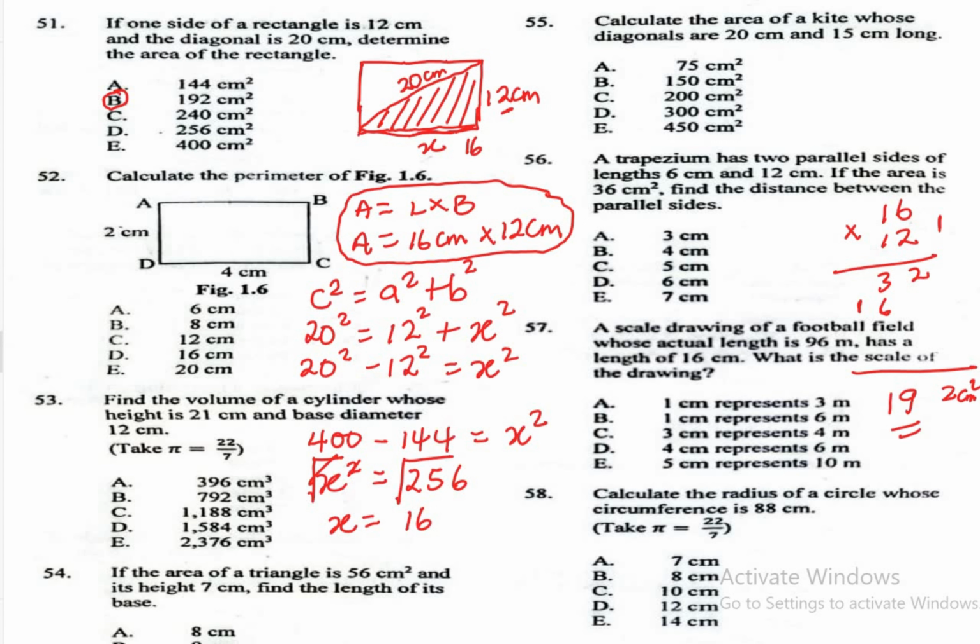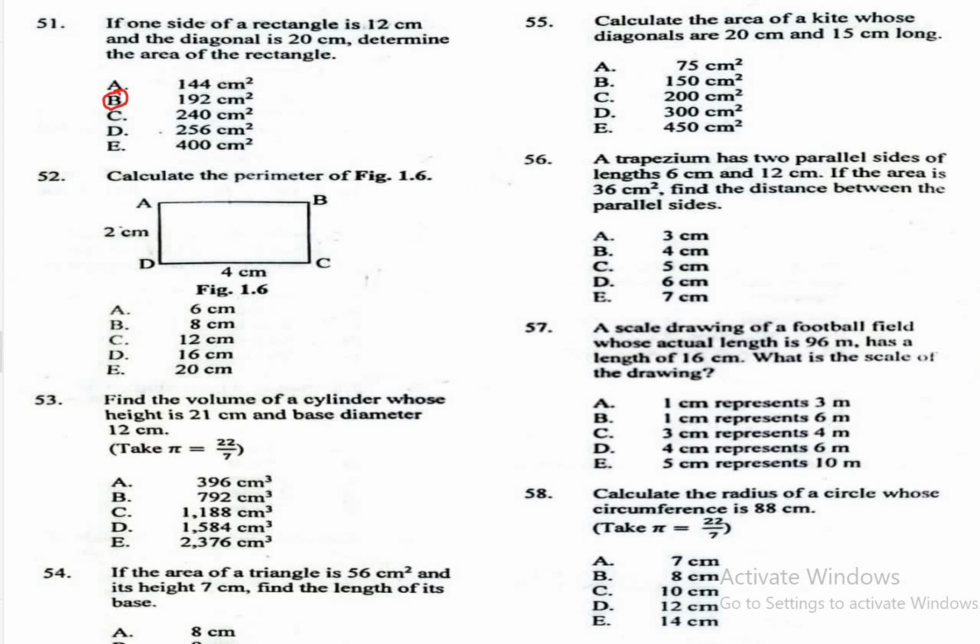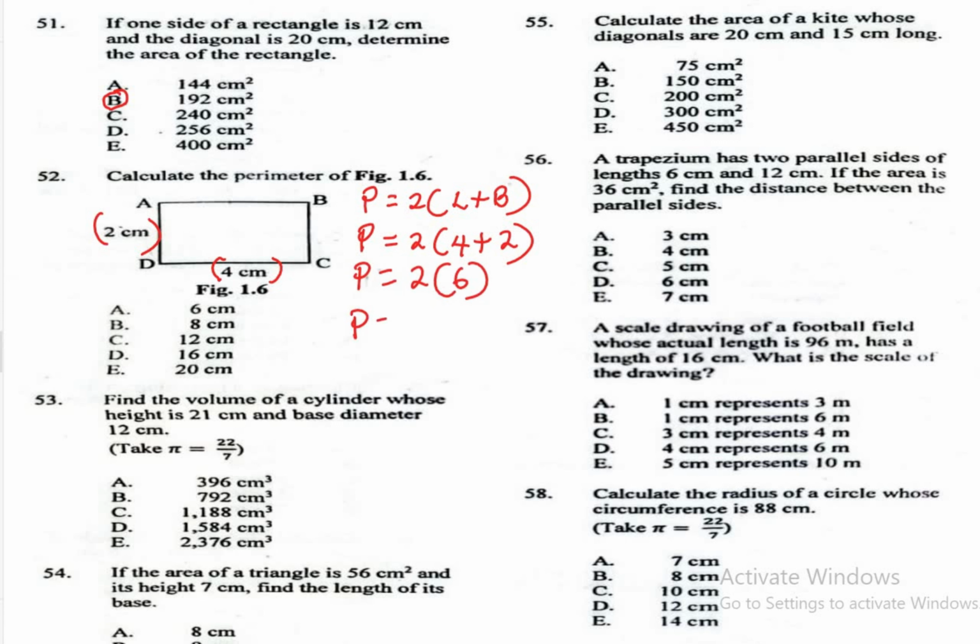All right, just practice this as much as you can. Let's take question 52. Calculate the perimeter of this rectangle. The formula for calculating perimeter P is 2 brackets length plus breadth. Perimeter is 2 brackets. The length here is 4 centimeters plus the breadth, which is 2 centimeters here. Perimeter P is 2 brackets. 4 plus 2 is 6. Perimeter 2 times 6 is 12 centimeters, which is option C.